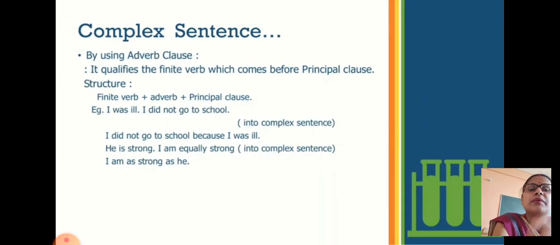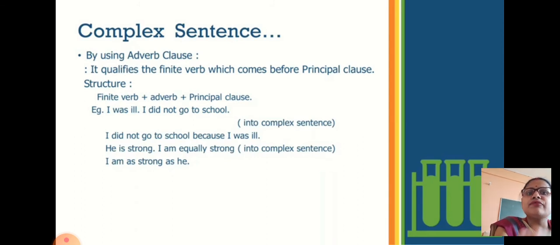To know more about the synthesis sentences, now let's talk about your complex sentences when we use an adverb clause. Remember, an adverb clause usually qualifies the finite verb, your main verb, which comes before the principal clause, the main clause. The structure should be finite verb, adverb and principal clause.